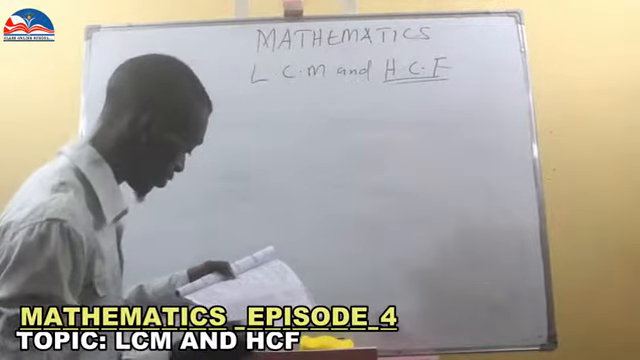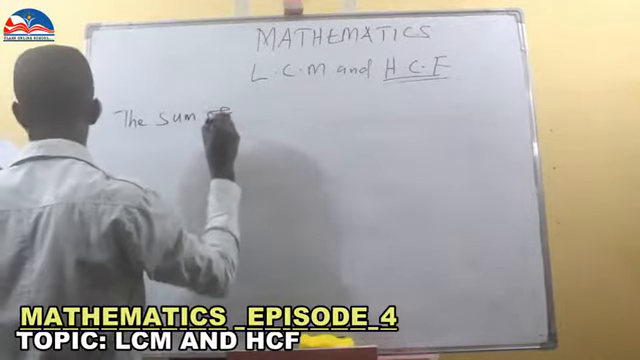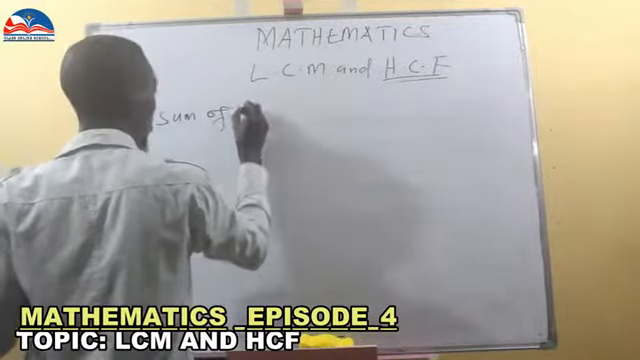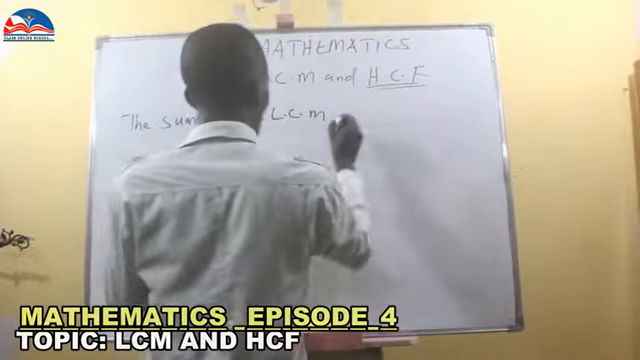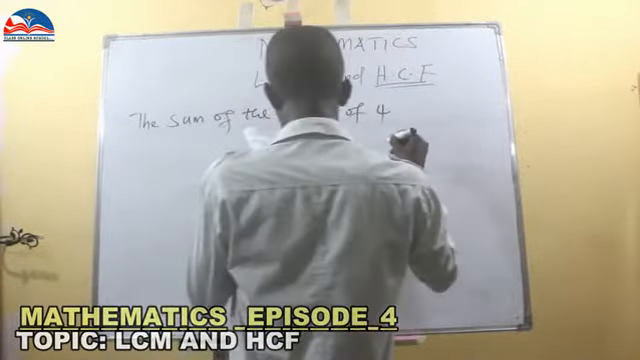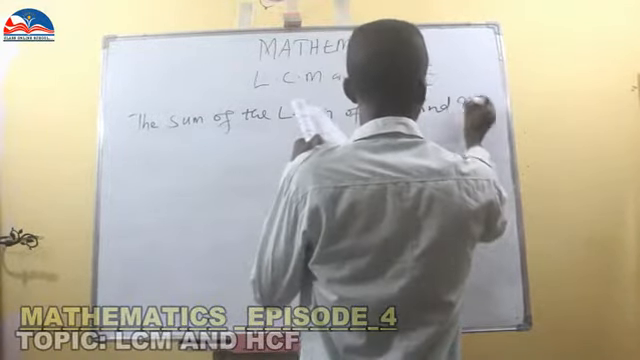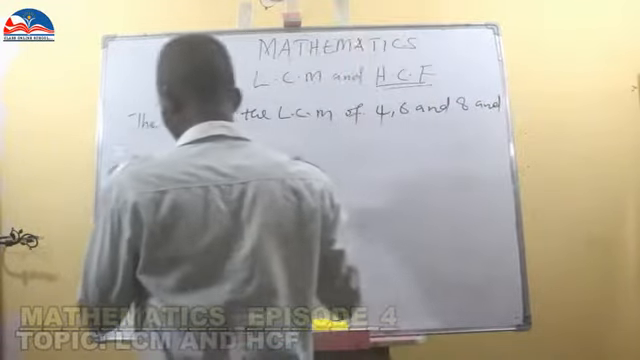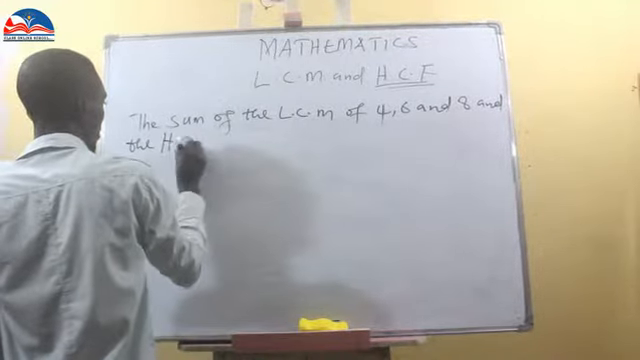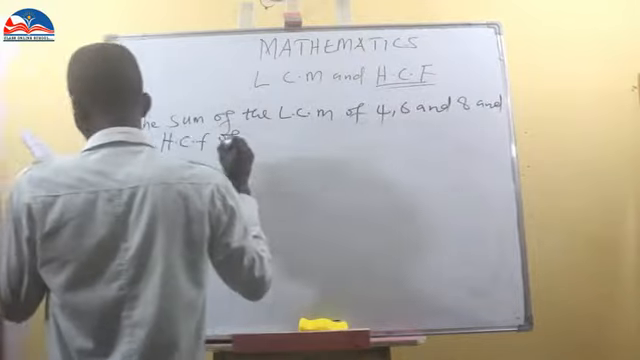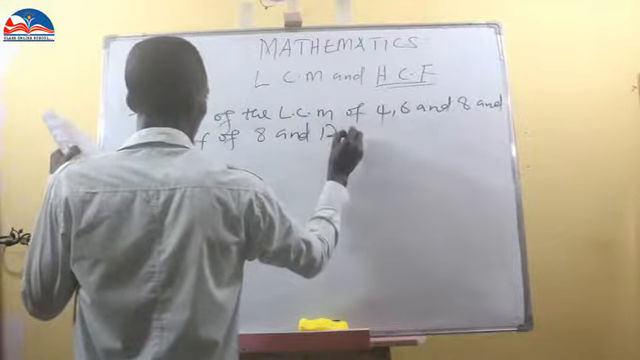So we are going to take question number 9. We say the sum of the LCM of 4, 6, and 8 and the HCF of 8 and 12 is dash.